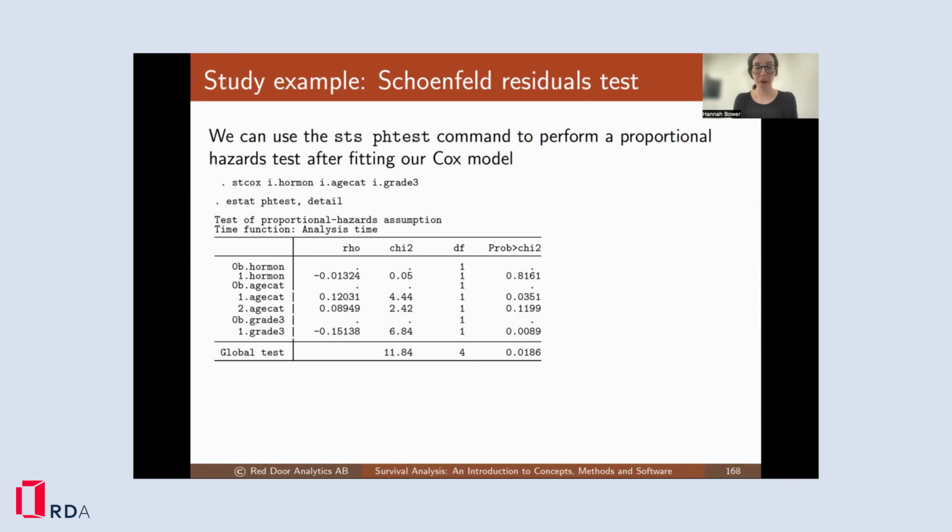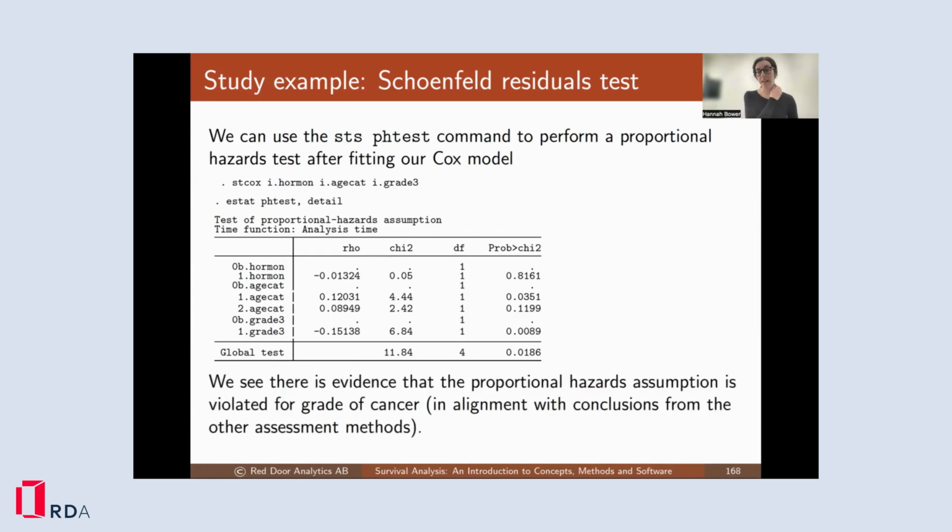But it's more clear for the grade category, where we see a value of 0.009, which would indicate that there is a violation of the proportional hazards assumption for this variable. And this is most likely what's driving the global test, which also indicates that this should not be a proportional hazards model. We should be including non-proportional hazards somewhere in our model. So we see that there's evidence that the proportional hazards assumption is violated for grade of cancer, and this is in alignment with the conclusions from our other assessment methods.